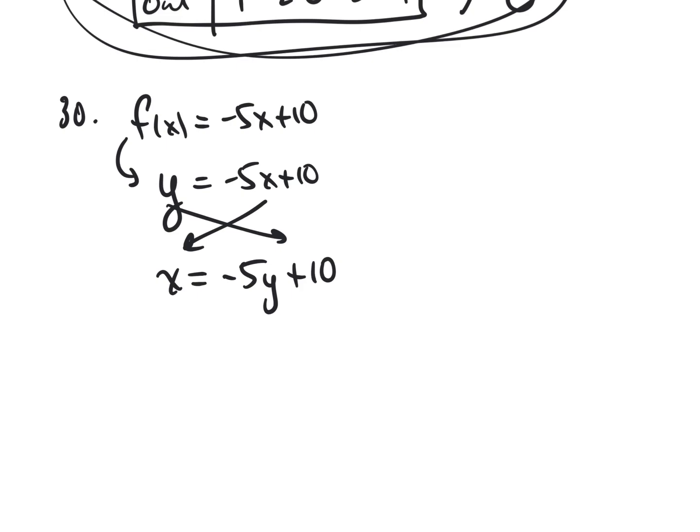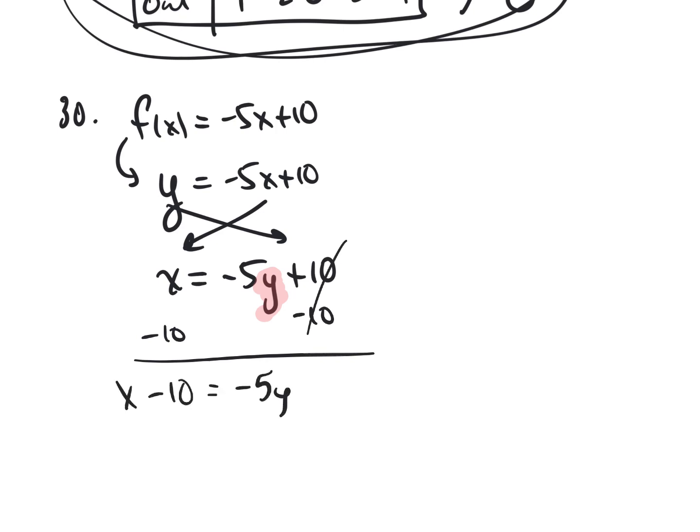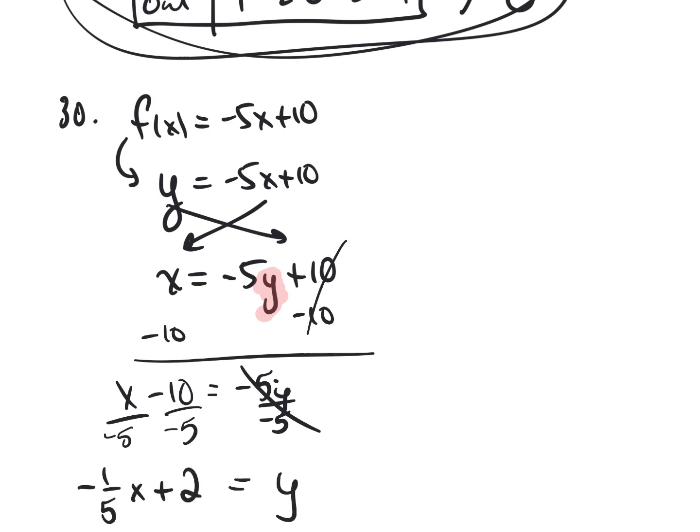And then to finish, you have to get the y by itself again. So how do you move plus 10 to the other side? Subtract. And how do you get rid of times negative 5? Divide. Okay, so y is going to be equal to negative 1/5 x plus 2.